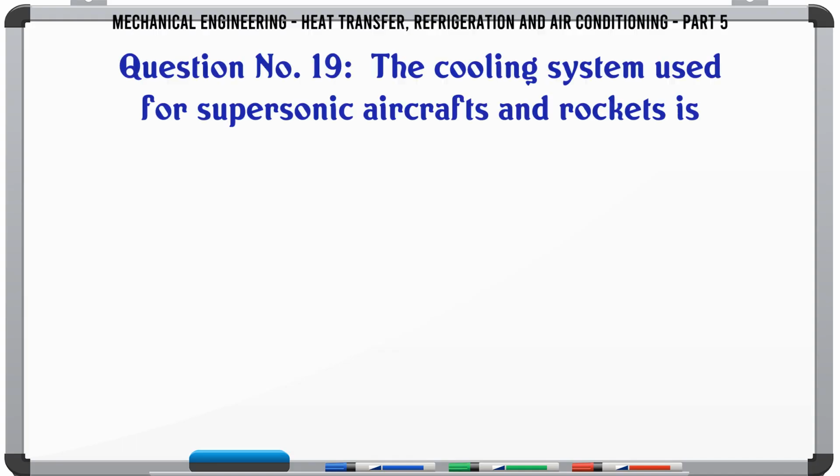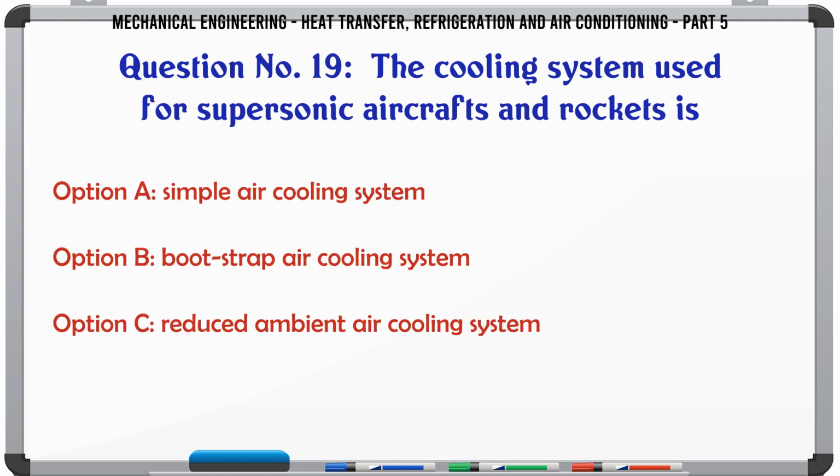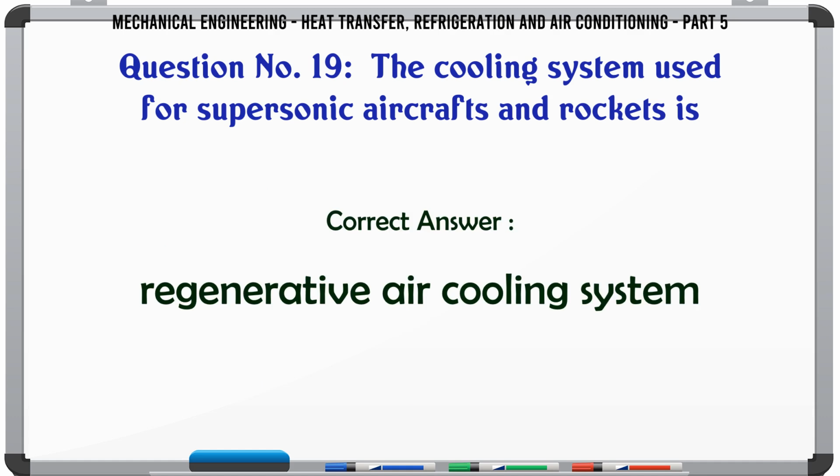The cooling system used for supersonic aircrafts and rockets is A. Simple air cooling system, B. Bootstrap air cooling system, C. Reduced ambient air cooling system, D. Regenerative air cooling system. The correct answer is regenerative air cooling system.